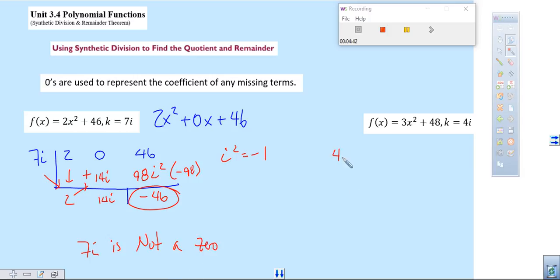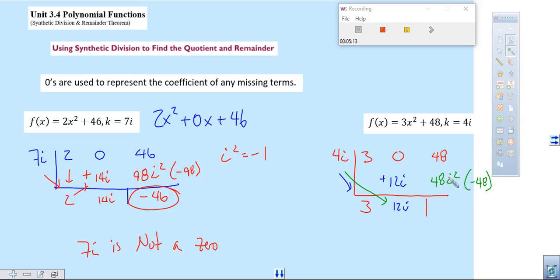Okay, let's try the next one and we'll wrap this up. So 4i, and we have 3. We have to put our placeholder in there, and 48. All right, so we bring down the 3. 4i times 3 is 12i. We add that together, we get 12i. We multiply 4 times 12. We know 4 times 12 is 48. We know i times i is i squared. So technically that's negative 48 because i squared is negative 1. So we have positive 48 and negative 48, which gives us a remainder of 0.